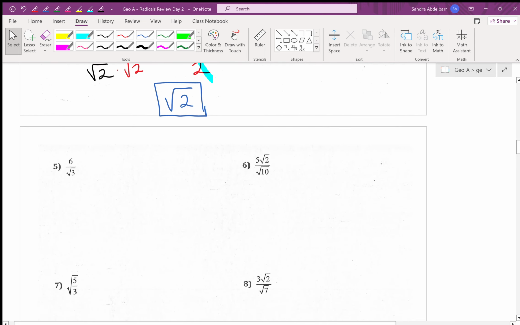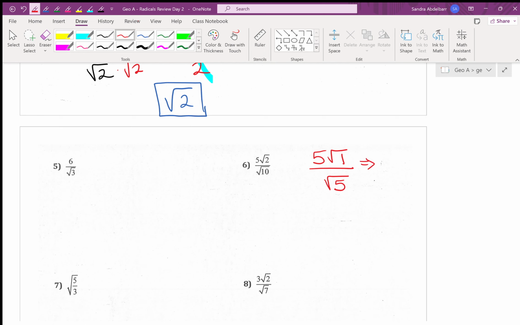All right, Connor, let's go on to number 6. We're skipping number 5. Tell me, where do you think we should start? Sure, and then what are you going to get? 5 root 1 over 5. Perfect. And what's the square root of 1? 1. So what's my numerator? Just 5. Square root of 1 is just 1, so our numerator is just 5. So now I have 5 over root 5.